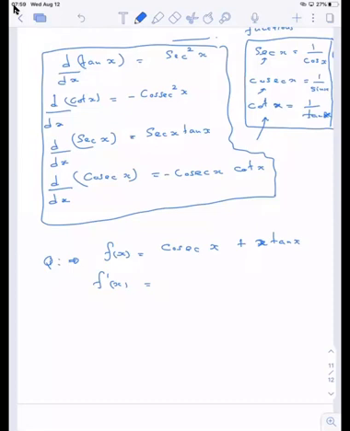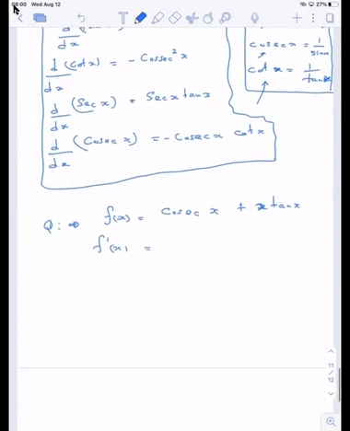Right, so I have two answers. Right, three answers. All three answers are similar. And let's look at what I have here. So you have one function right here, cosec x, and then there is another function here, x times tan x, right? So there is a function, but it also has two expressions right there, x times tan x.